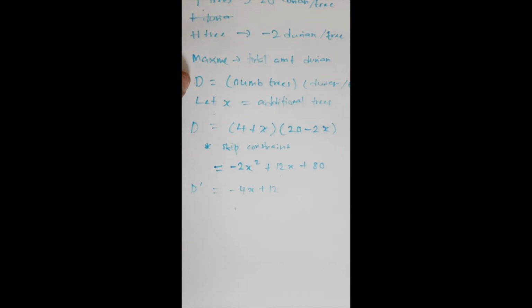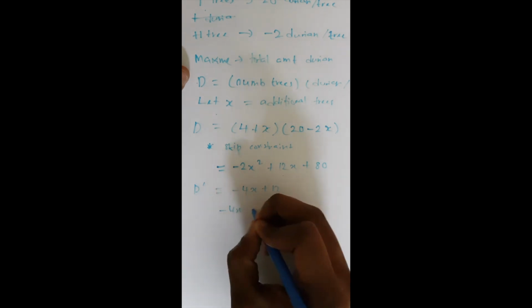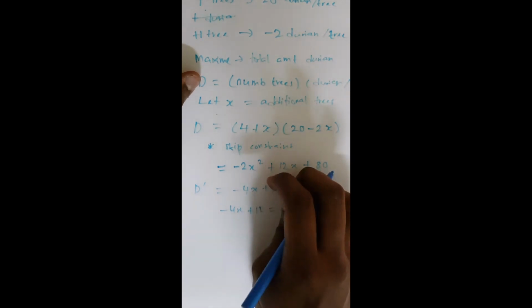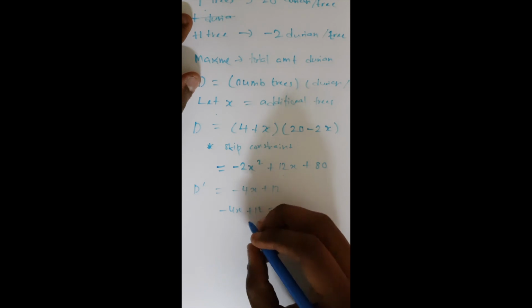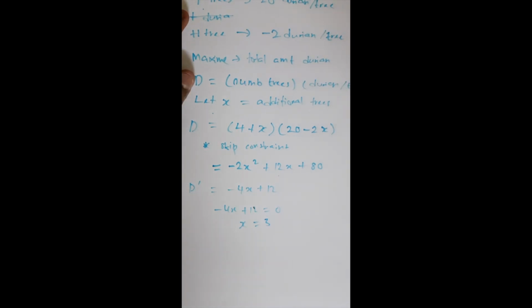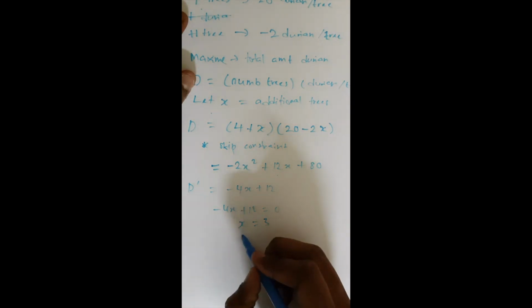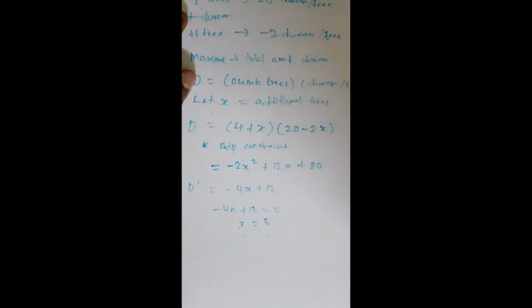Now we're going to find the critical points. So we'll equate that equation with 0. We don't have to factorize it, sorry. We're going to find x, which is x equals 3. So this is the total number of trees to add to maximize the durian production.